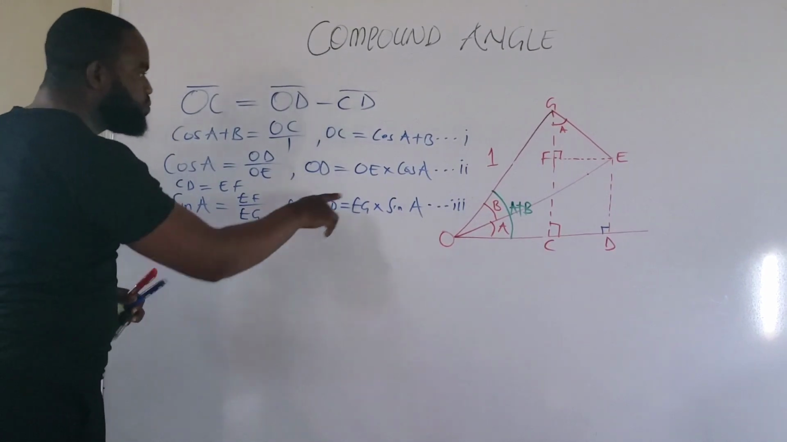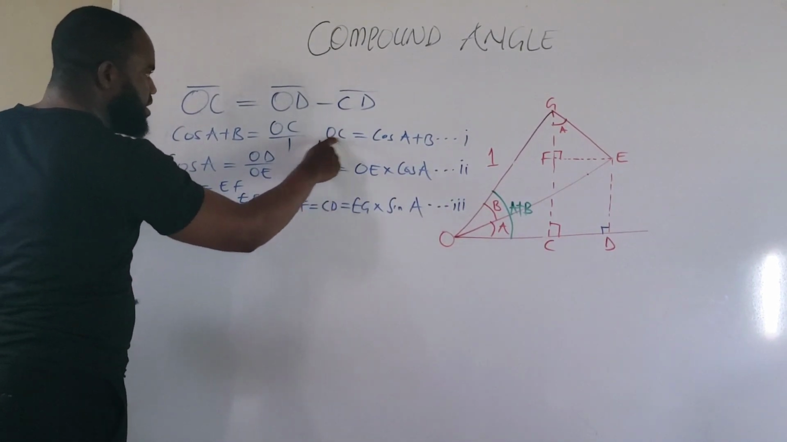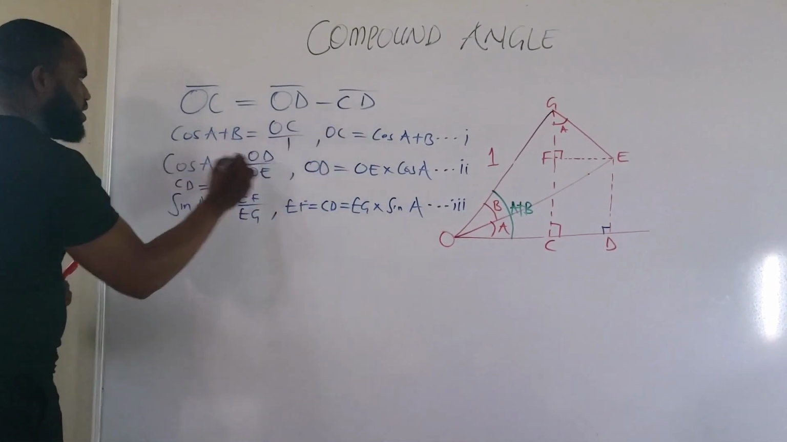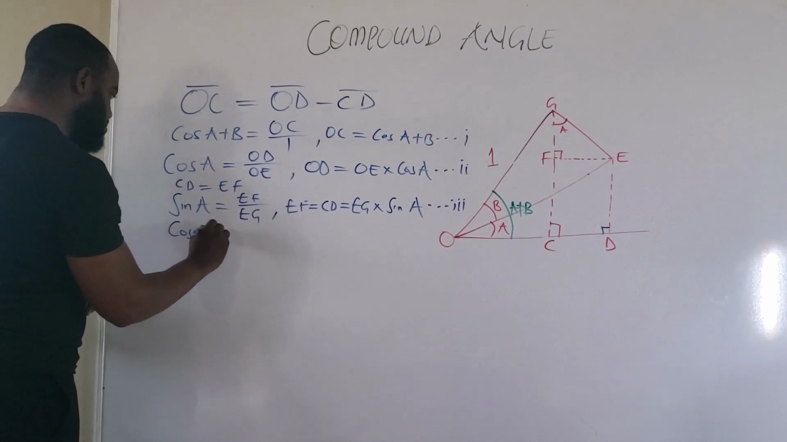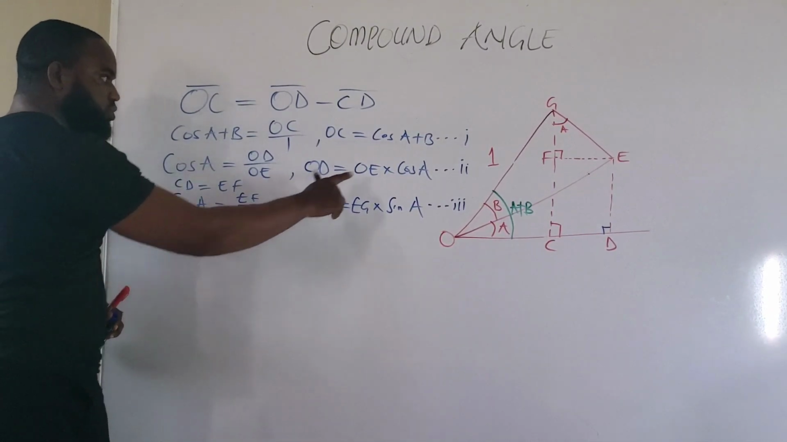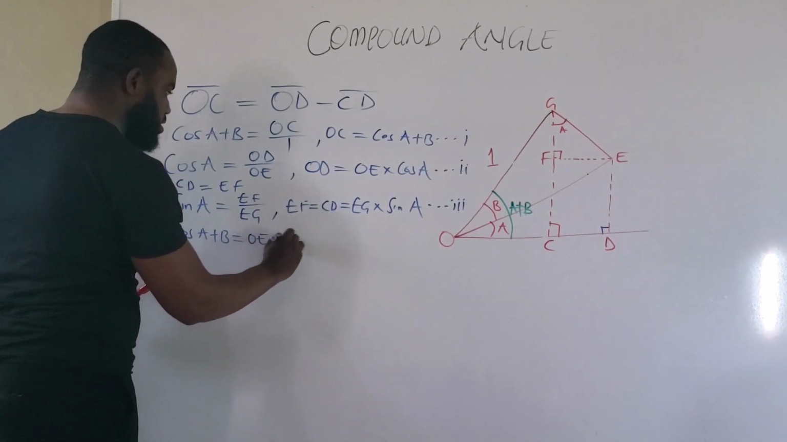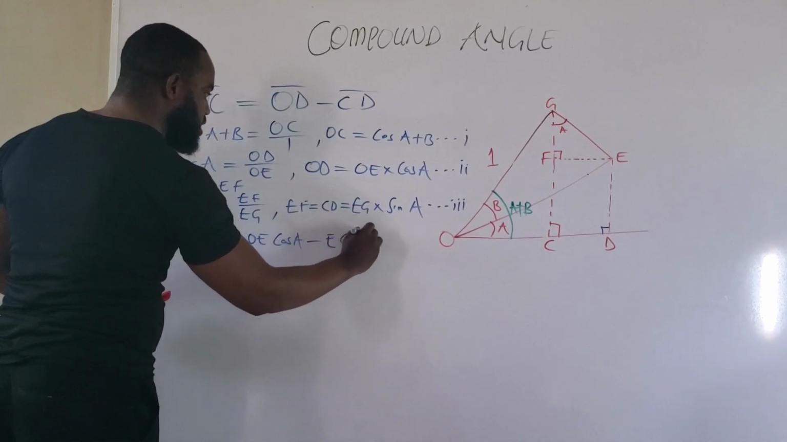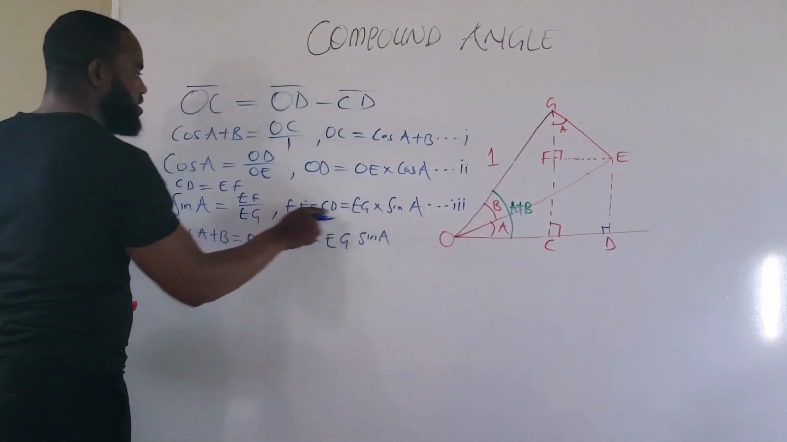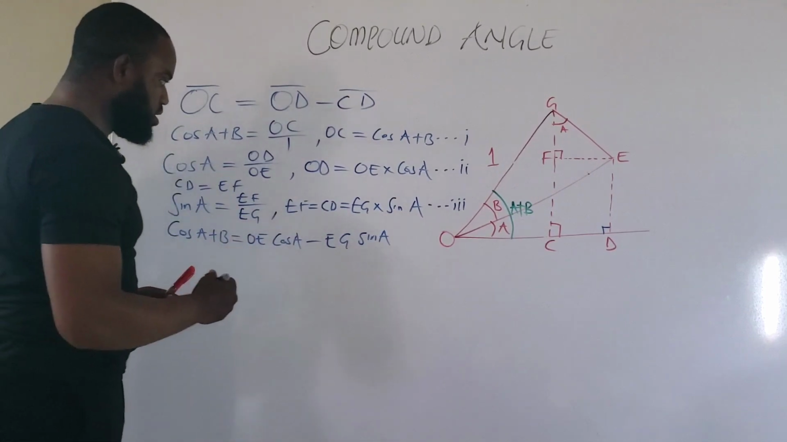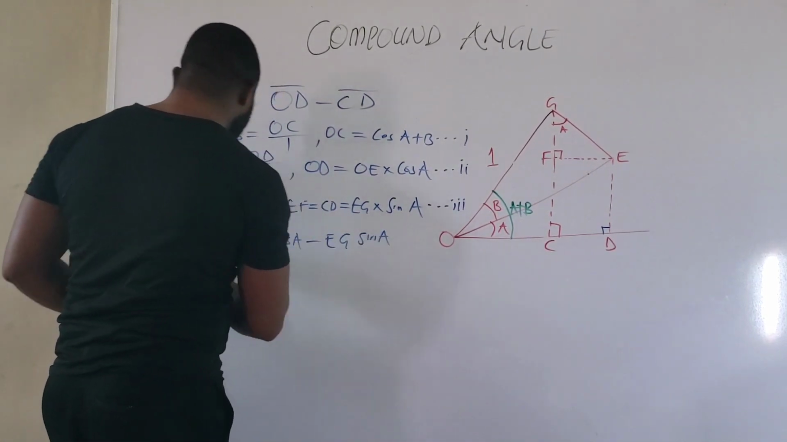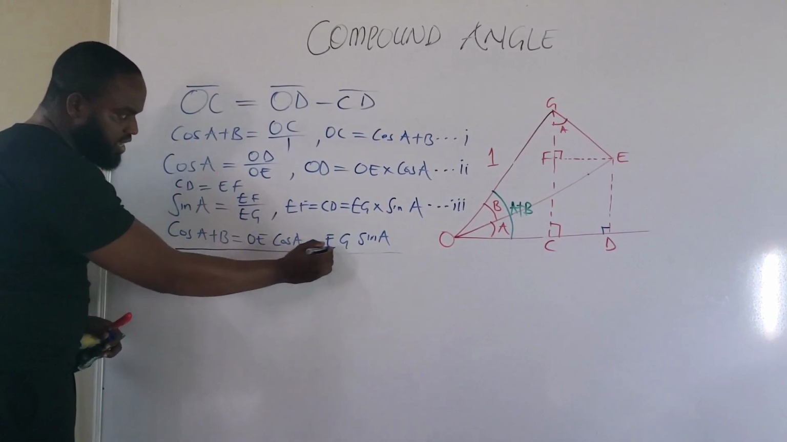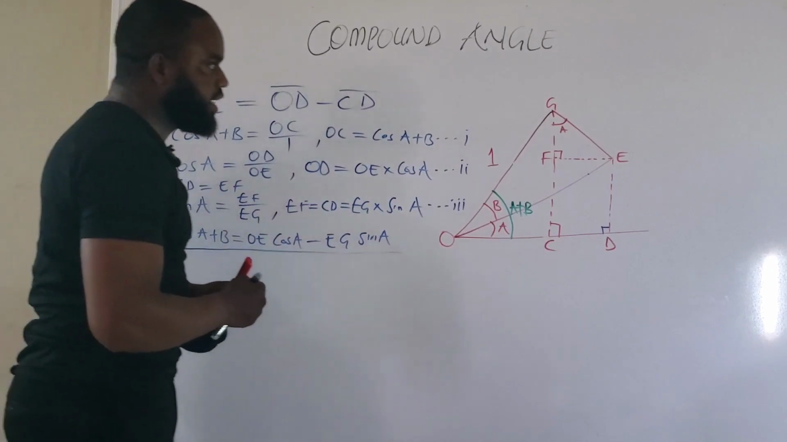Now at this point, let us put OC here, OD here, and this here. So we have cos A plus B is equal to OE cos A minus EG sine A. That's CD, right? Good. Now this is going to be very useful, because all we need to do now is to obtain OE and EG. Well, let's go back into the figure.